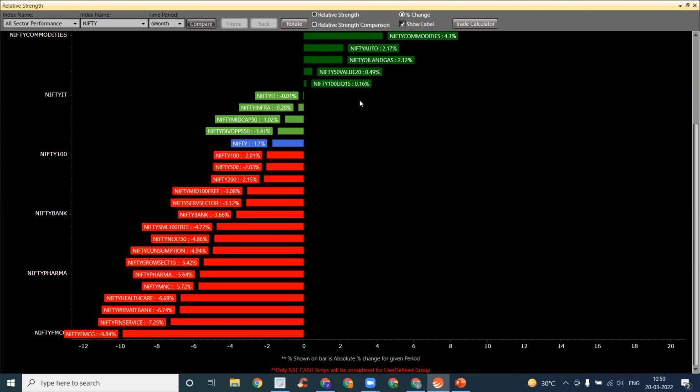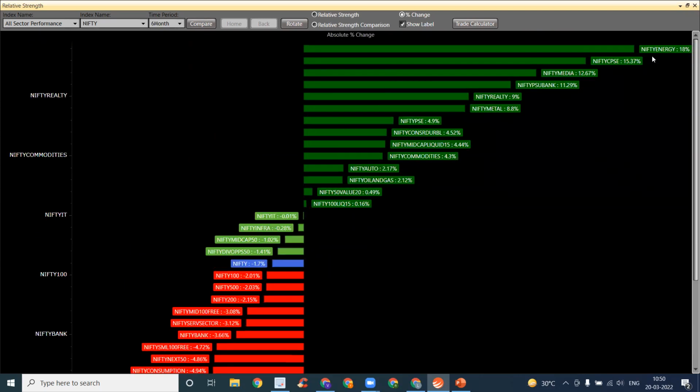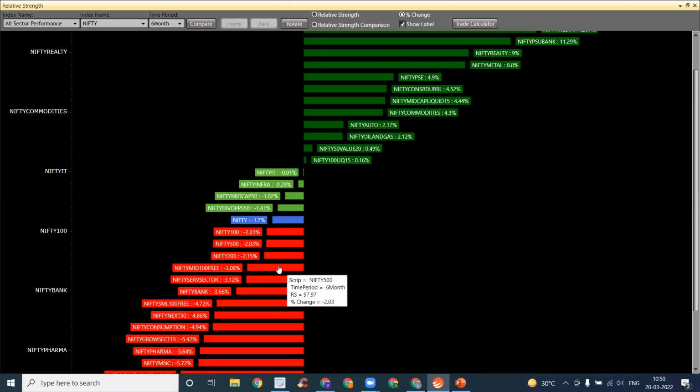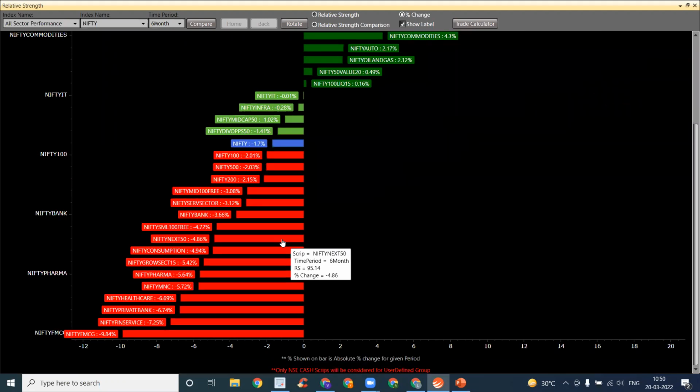The sectors. Here it is: energy, CPSE, media, PSU banks, which went up some time back. Metals were down. IT. Nifty was minus 1.7. So from last October till now Nifty is minus 1.7, and all these sectors below them are negative. So FMCG is negative, financial services, private bank, healthcare, MNC, pharma. So be a little careful in investing in these stocks.